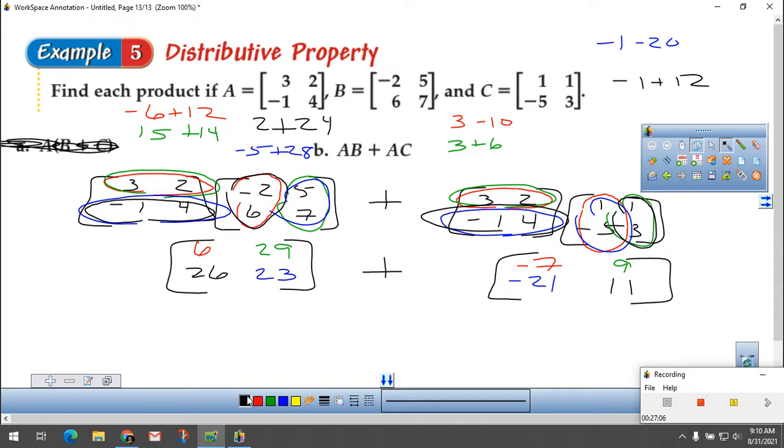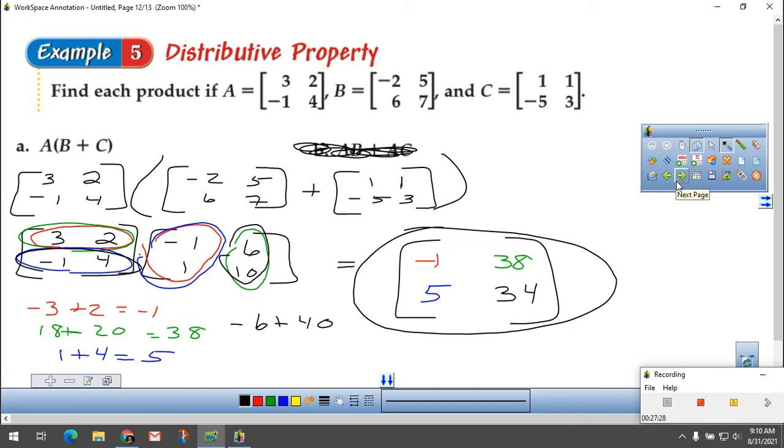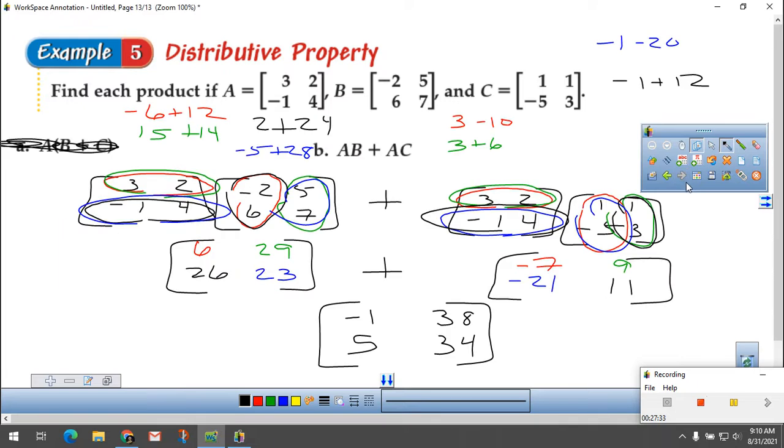And then we can add these two matrices together. So 6 plus negative 7 is negative 1, 29 plus 9 is 38, 26 minus 21 is 5, and 23 plus 11 is 34. And then just to compare it, negative 1, 38, 5, and 34, negative 1, 38, 5, and 34. And so sure enough, both of those matrices are equal to each other.